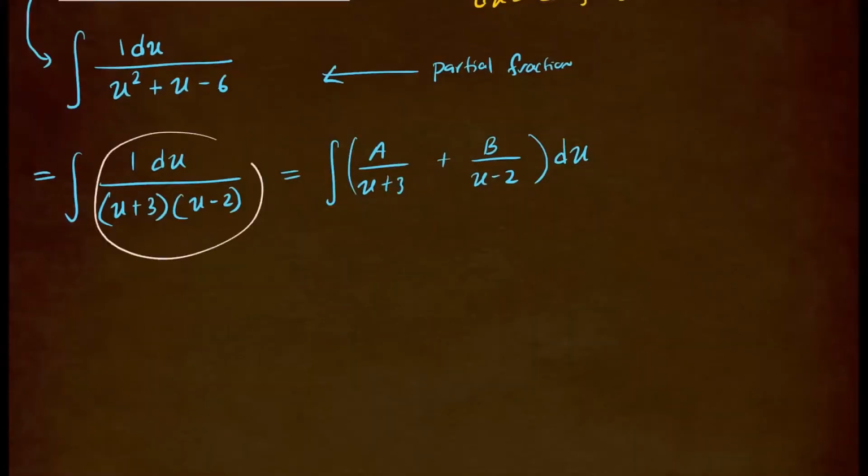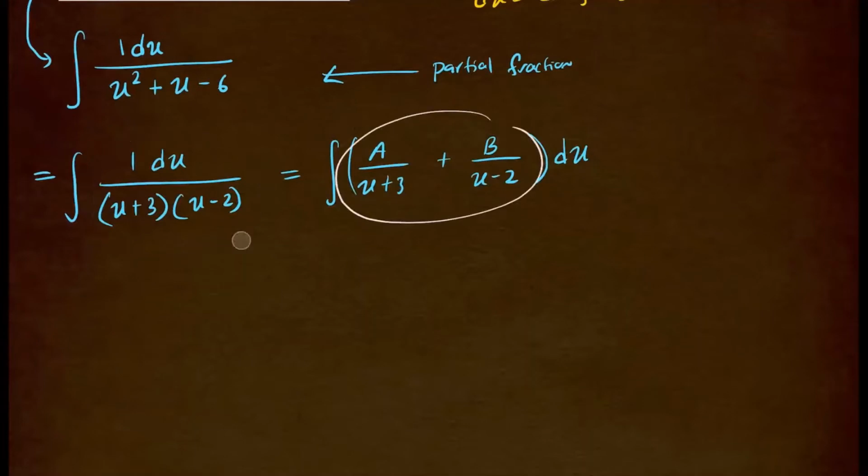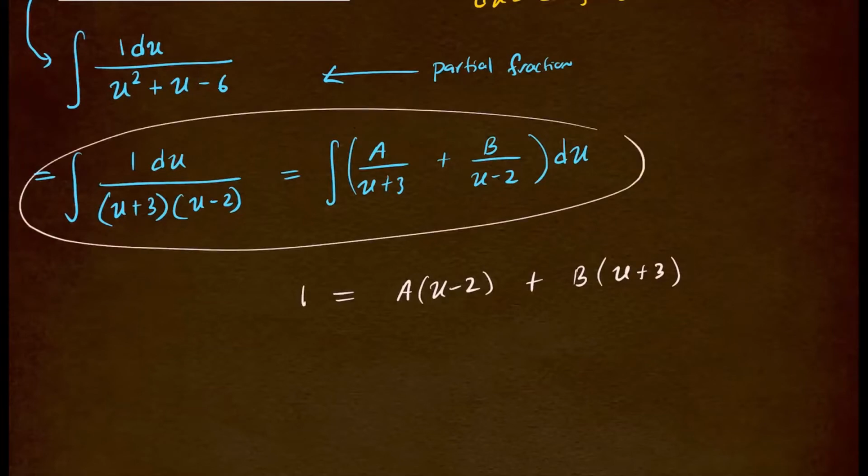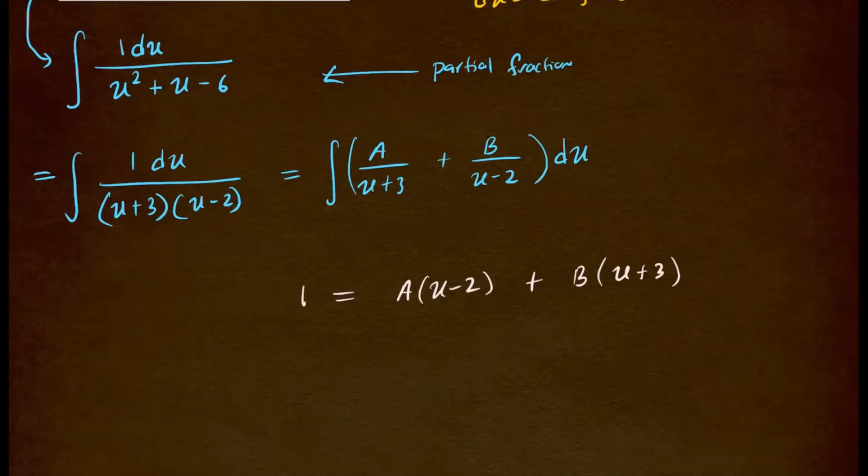I'm going to set this side equal to this side and ignore the integral symbol since we're just solving for A and B algebraically. So we have 1 is equal to A times u minus 2, when you multiply both sides by the least common denominator, plus B times u plus 3. That's the equation we get when we multiply the whole thing by the LCD. And now let's choose values for u to solve for A and B.